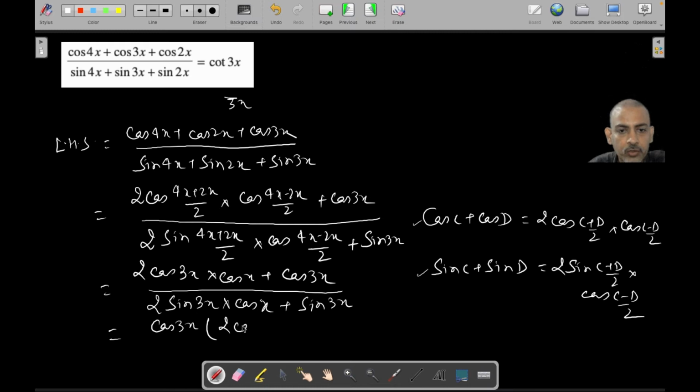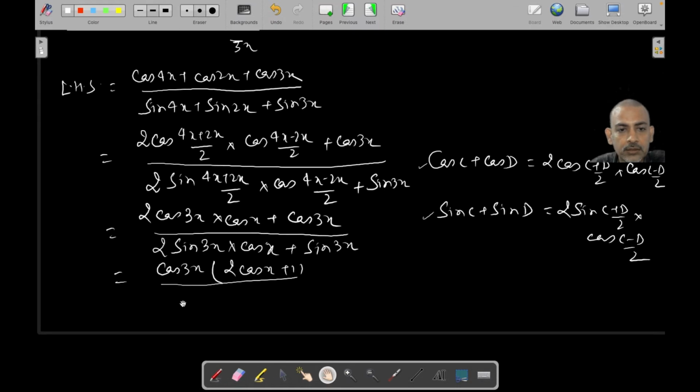So I'll be left with 2 of cos of x plus 1, and in the denominator I will take sin of 3x as common, and then I will be left with 2 of cos of x plus 1. My 2 of cos x plus 1 will get cancelled out, and I will be left with cos 3x divided by sin 3x, which is nothing but cot of 3x.